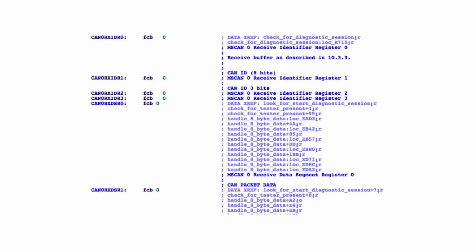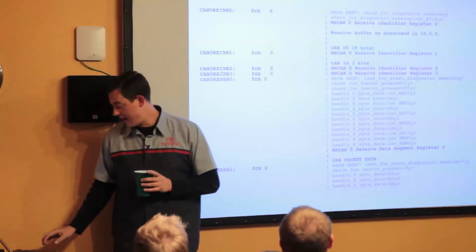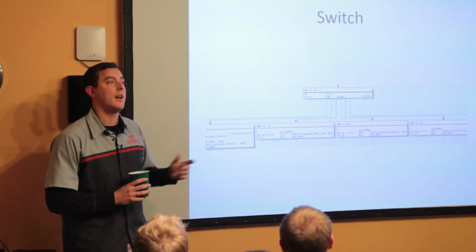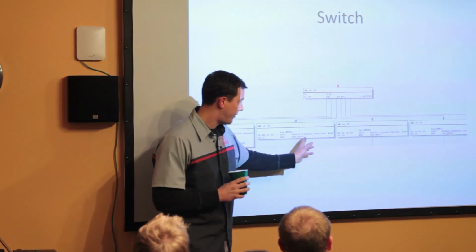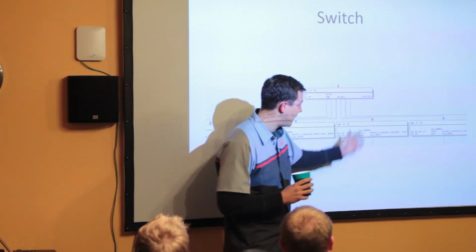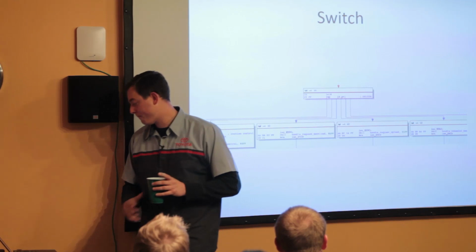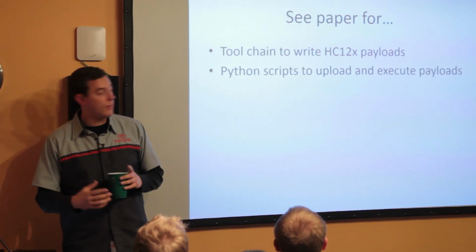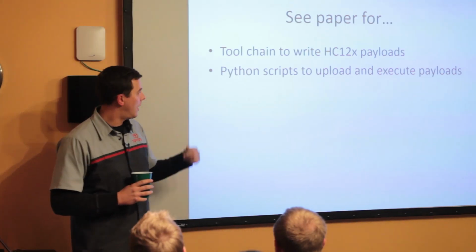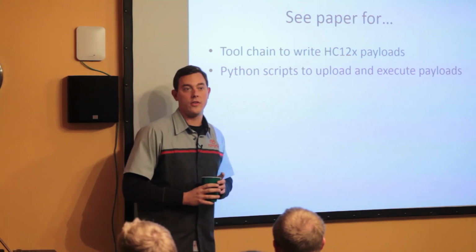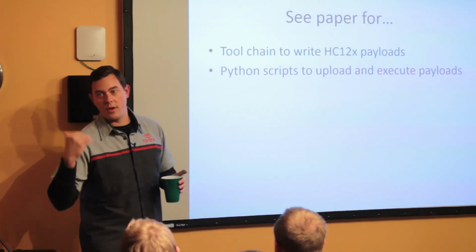You have cross-references to data sections. This corresponds to registers and stuff that hold CAN data. Switch statements, right? If you know an ECU is looking for these IDs, you can potentially find some switch statements to do stuff. Request download, you see certain bytes. Request upload, you see certain bytes, things like that. We have a tool chain for all this for Fords for the HC12X. So if you want to write some shell code for Ford, Python scripts, basically you just have to write the shell code, run our script, and it'll dump it on the ECU for you.